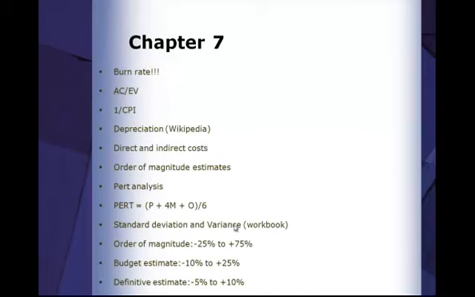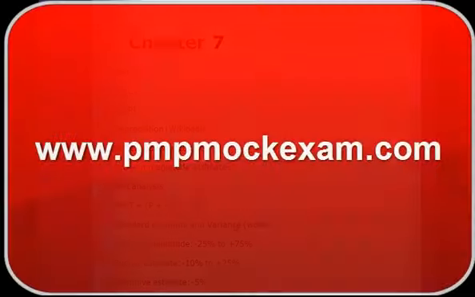Key things to remember: burn rate. Remember, burn rate, not talked about in the PMBOK guide, might be useful. AC divided by EV, or 1 divided by CPI. Understand the concept of depreciation, very important. Understand direct and indirect costs. Cost applied directly to things on the project, direct, and overhead, indirect.